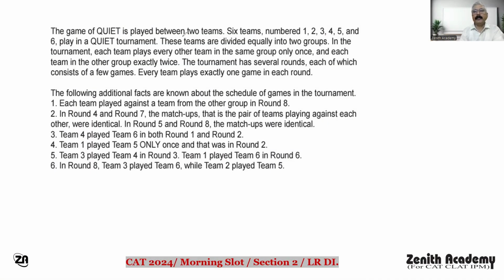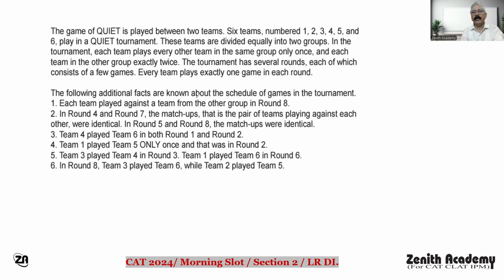The game of quiet is played between two teams. Six teams numbered 1, 2, 3, 4, 5, and 6 play in a quiet tournament. These teams are divided equally into two groups. In the tournament, each team plays every other team in the same group only once, and each team in the other group exactly twice. The tournament has several rounds, each of which consists of a few games. Every team plays exactly one game in each.